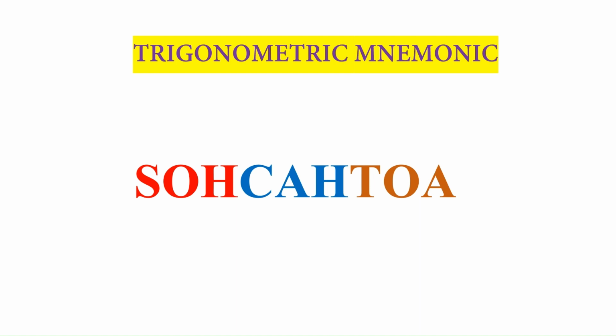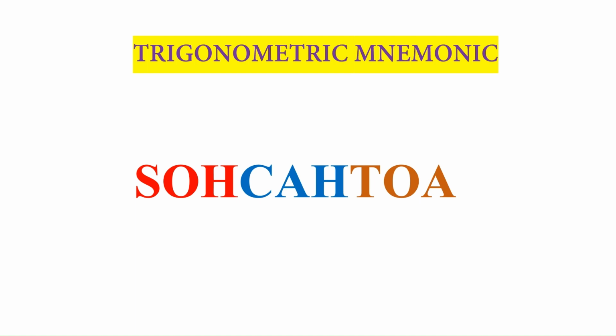And the next thing is CAH. This represents the cosine value. Cos, C here, is equal to adjacent upon hypotenuse: A for adjacent, H for hypotenuse. So this CAH is for the cos value.